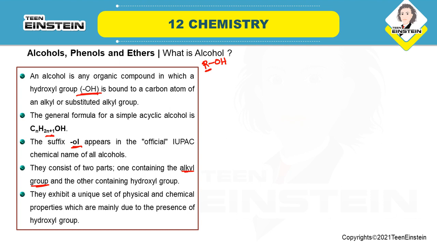So they exhibit a unique set of physical as well as chemical properties, and this is especially because of this hydroxyl group. This group is polar in nature and it is responsible for the polarity of the alcohol, because if we focus on the alkyl part there is no polarity. It is only because of this OH group.